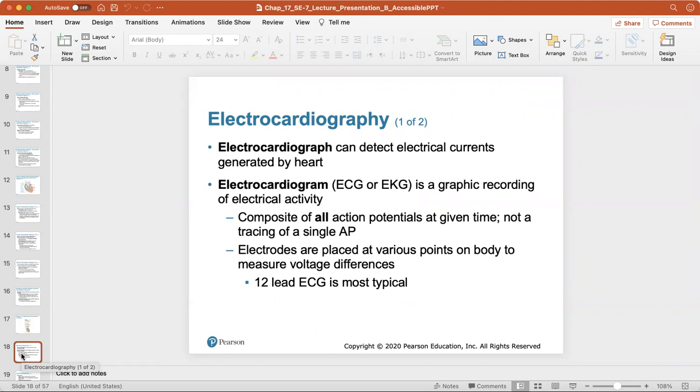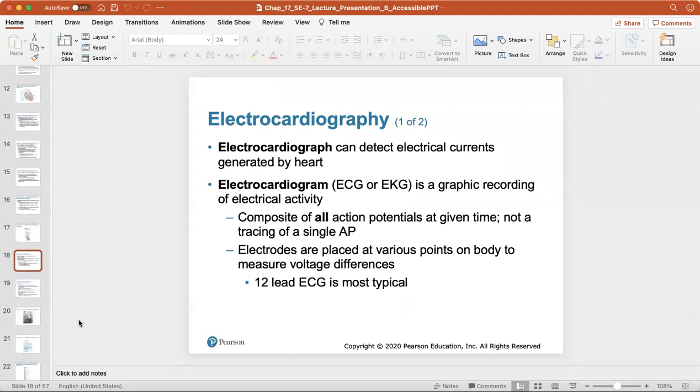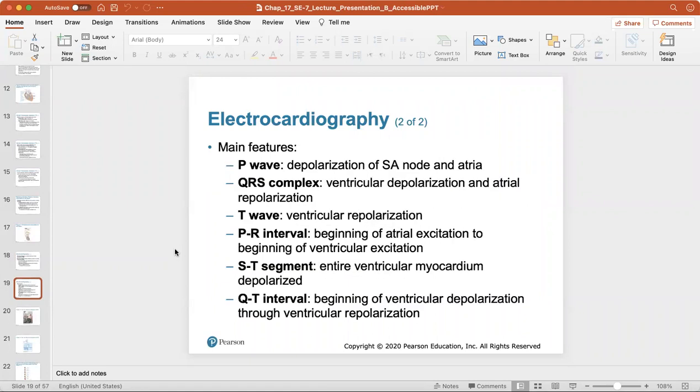An electrocardiograph then can detect electrical currents generated by the heart. An electrocardiogram, or ECG, is a graphic recording of electrical activity. It's a composite of all action potentials at a given time, not a tracing of a single action potential. Electrodes are placed at various points on the body to measure a voltage difference, and the 12-lead ECG is the most typical.